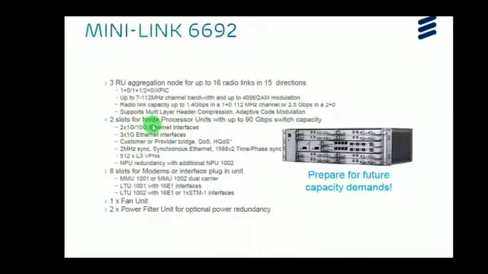It has 2 slots for the node processor unit, that is NPU, which is a good option to provide redundancy for the node processor unit. If one NPU is faulty, the other NPU will support, so the site will always be up and carrying traffic. It provides up to 90 Gbps switch capacity.